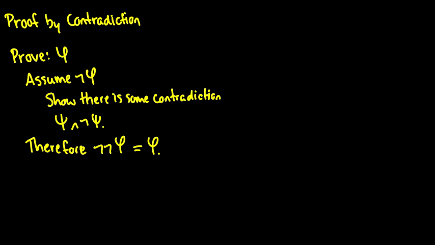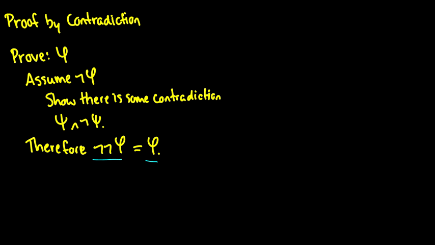Say we want to prove some statement phi. We assume not phi, and then we have to show that there is some contradiction eventually that says psi and not psi. If this happens, we say that our assumption would be false, which would give us not phi, and we know this is equal to phi, therefore we have proven the statement.